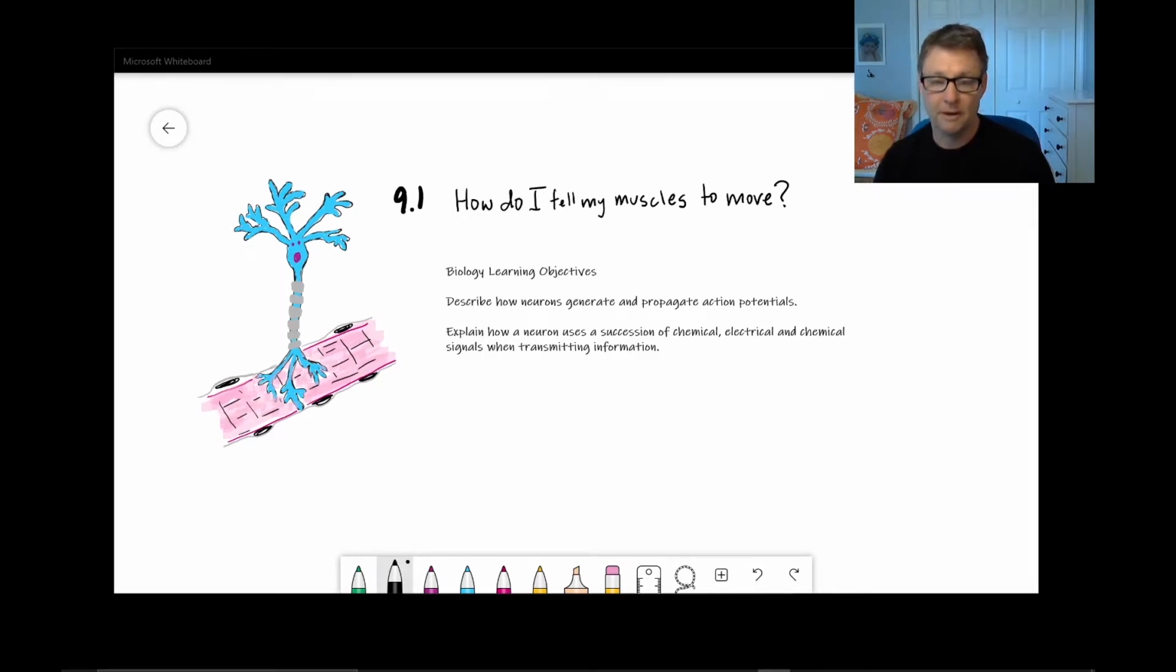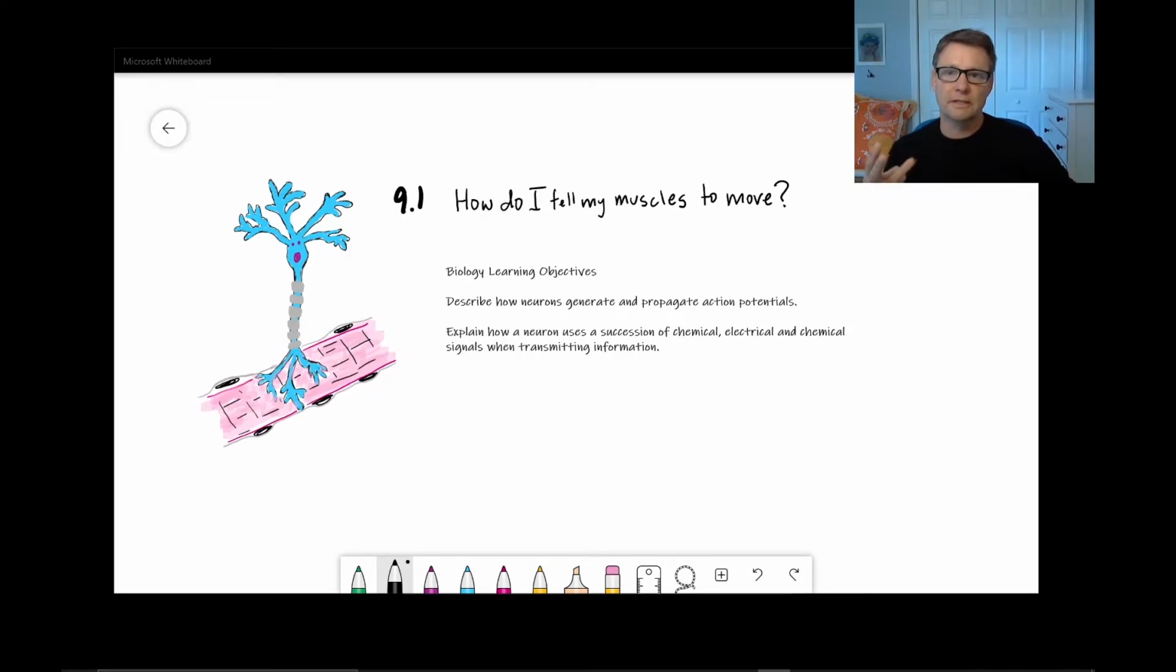Section 9.1, telling my muscles how to move. So how do we do this? How does this happen? The learning objectives are to describe how neurons generate and propagate action potentials, and how we go from chemical information to electrical information and back to chemical information.